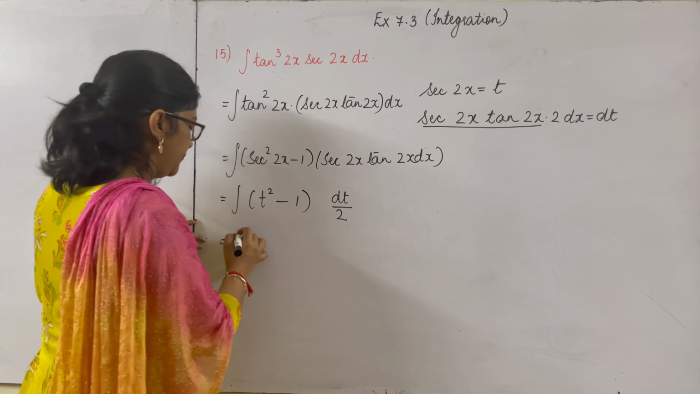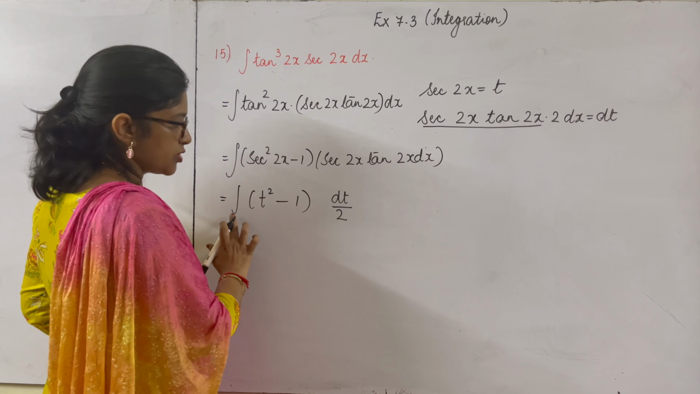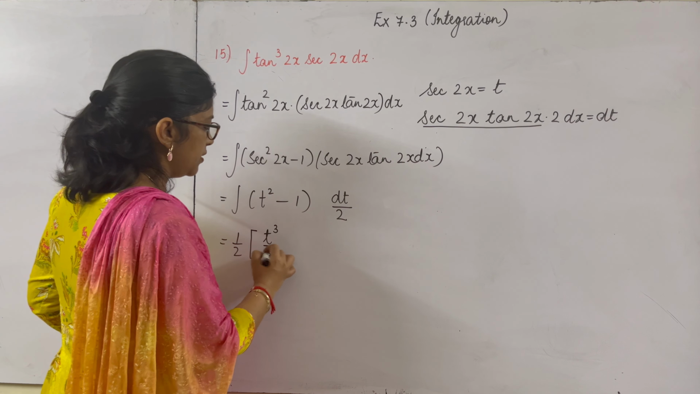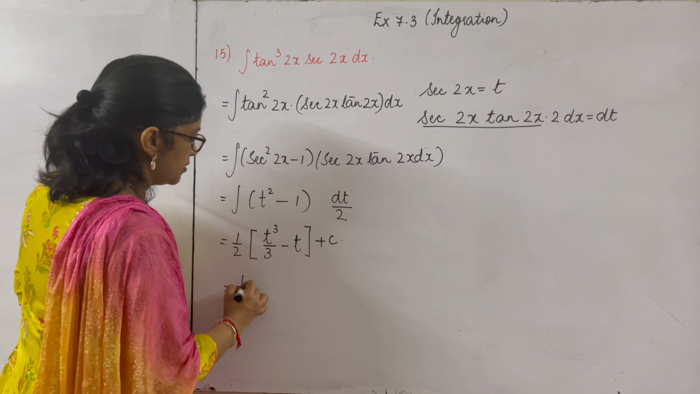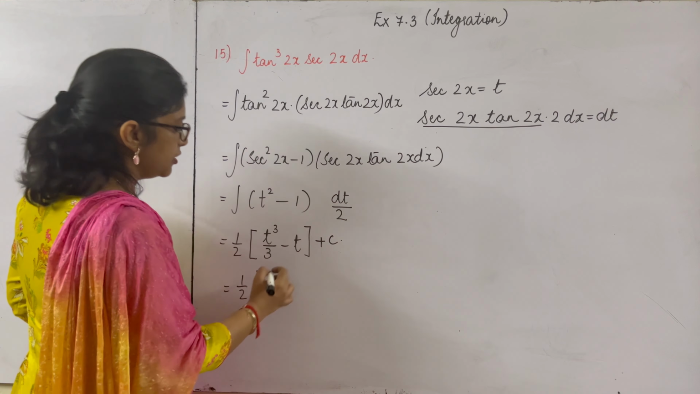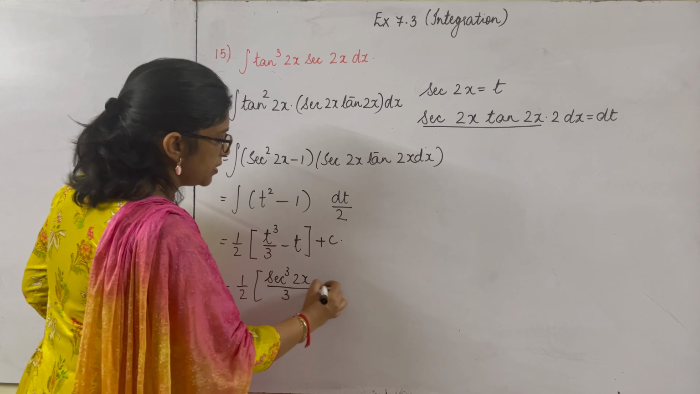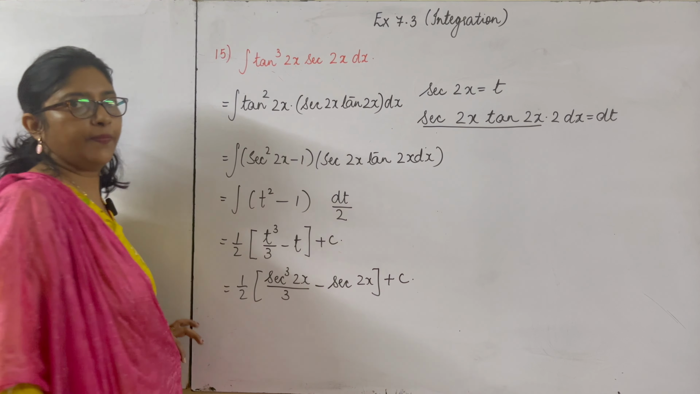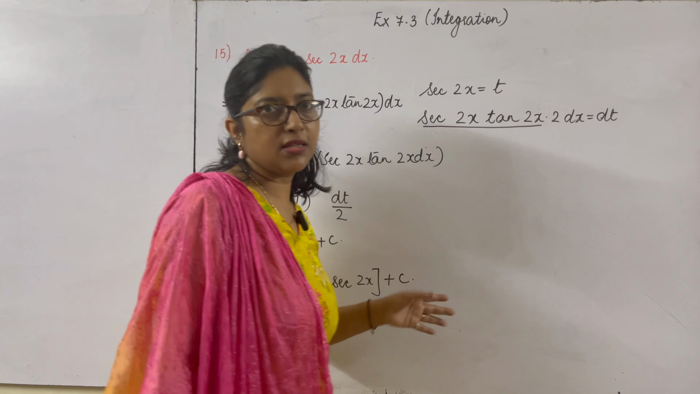So, now you have the function. Now, you can integrate it. Half which is constant, let us put it outside. Integration of t square is t cube by 3 and integration of 1 is t. Substitute back our t value which is sec 2x. So, sec cube 2x upon 3 minus sec 2x. Okay. And of course, you can multiply that half inside. Integration constant plus c as usual will be there.